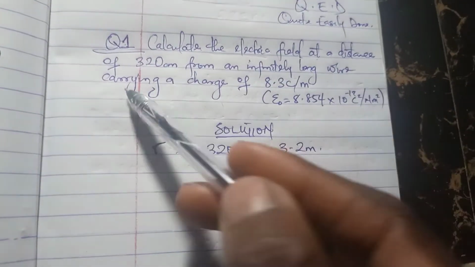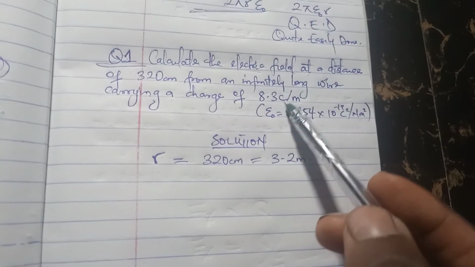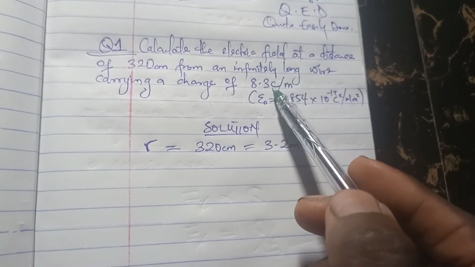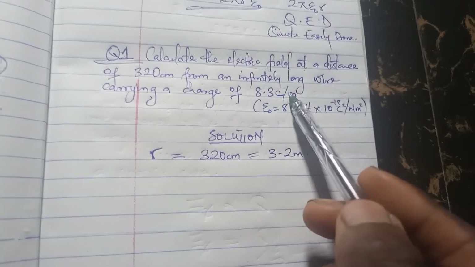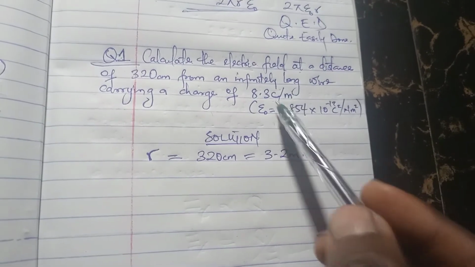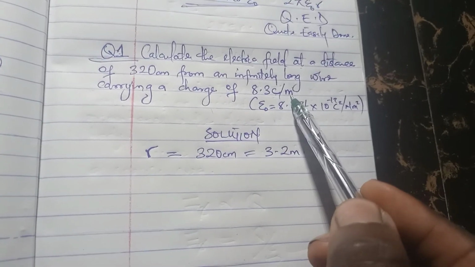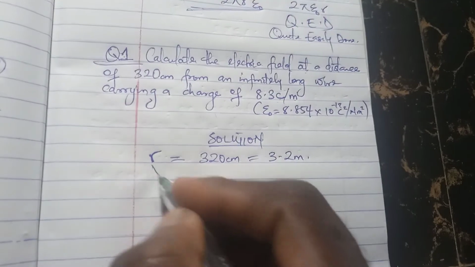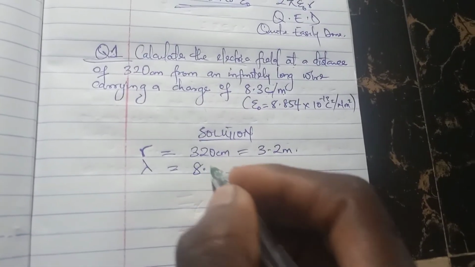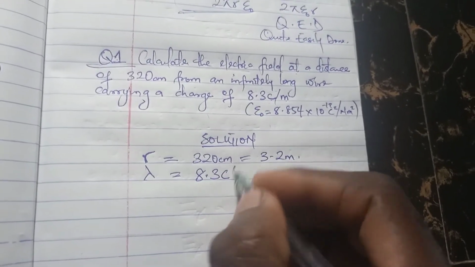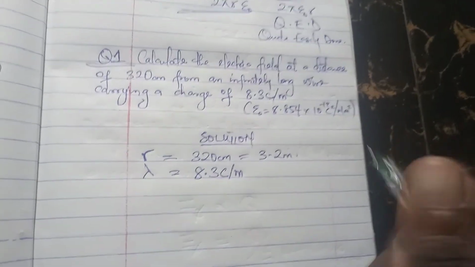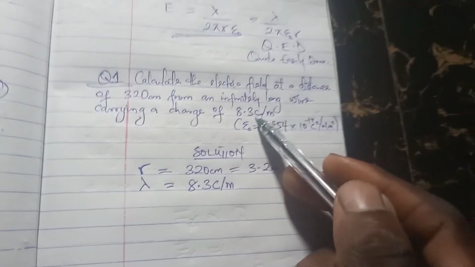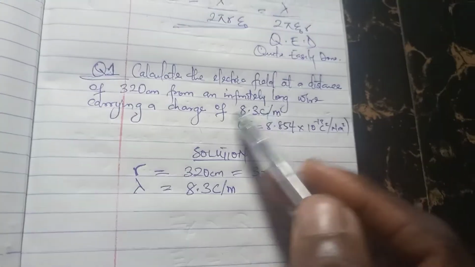From an infinitely long wire carrying a charge of this. Now charge normally is supposed to just take coulomb, but you are seeing coulomb per meter here. That means this particular quantity given is not just charge. This is charge per length. So this is linear density. In physics, it's a secret: you work with the unit to know what you're dealing with. Assuming this was just coulomb, here is truly a charge. But this is the charge per unit length. That means this is the linear density.